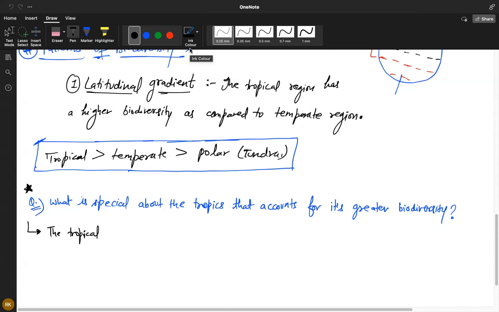Sir, can you repeat the third point from the start, please? Yes.